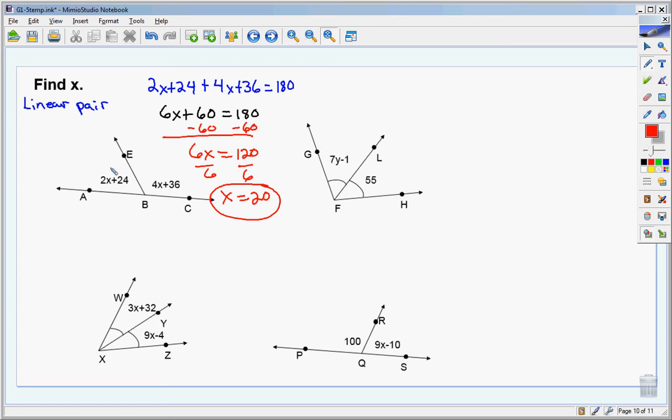But if you plug it back in, 2 times 20 plus 24, that's 40 plus 24 is 64. 4 times 20, which is 80, plus 36, which is 116. 116 and 64, 180.